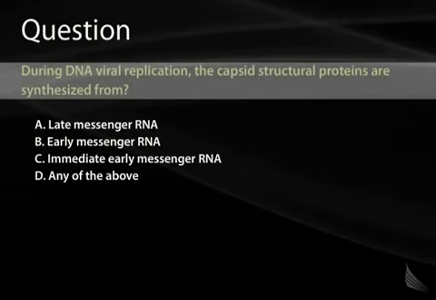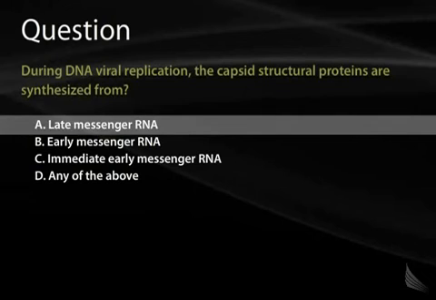During DNA viral replication, the capsid structural proteins are synthesized from. So we have capsid structural proteins. These are associated with the late phase. They're what you need to complete the virus so it can bud out, and so it's going to be a late messenger RNA.